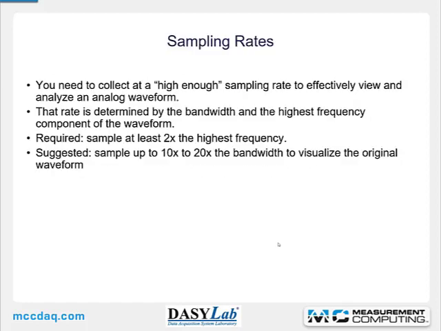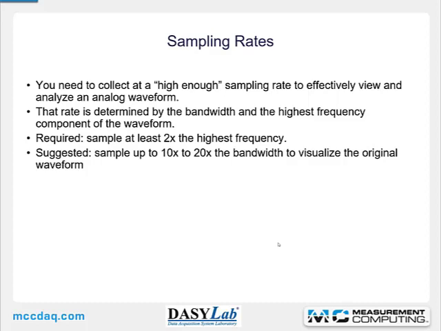So I always summarize by saying you need to collect at a high enough sampling rate to effectively view and analyze an analog signal waveform. If you have a sine wave and you only sample it at twice its highest frequency, you won't see what it looks like. All you'll see is the amplitude and the frequency, but you won't see how it rises and how it falls. Typically, you want to sample at least 10 times the highest frequency in order to visualize the waveform.